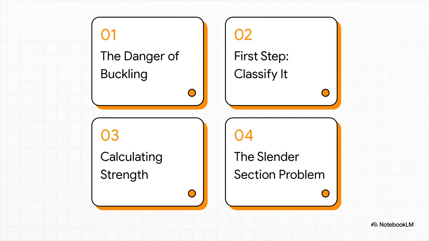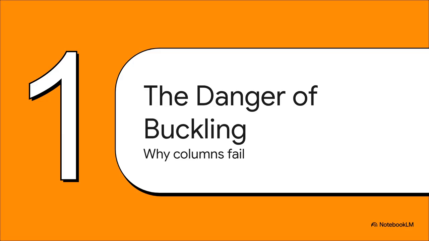First, we'll get into the number one danger that columns face. Then, we'll cover the most important first step an engineer takes, classifying the steel section. From there, we'll walk through the actual strength calculations, and finally, we'll tackle the tricky problem of what to do when a section is just too thin, or what we call slender. Okay, let's dive right in.